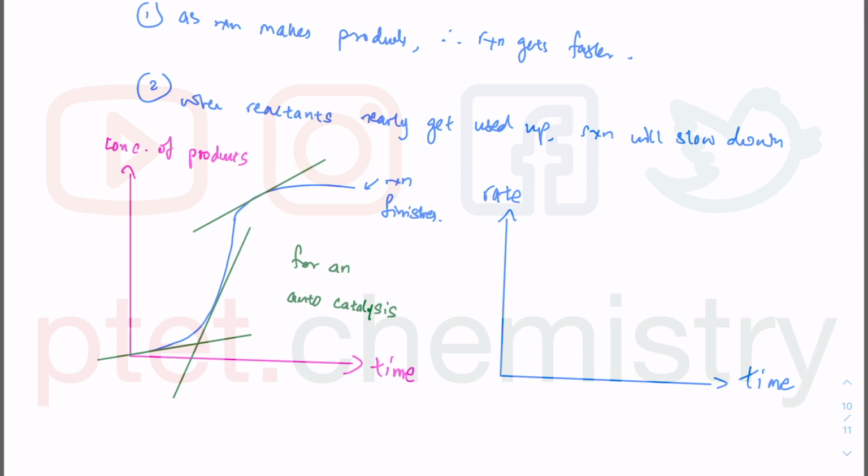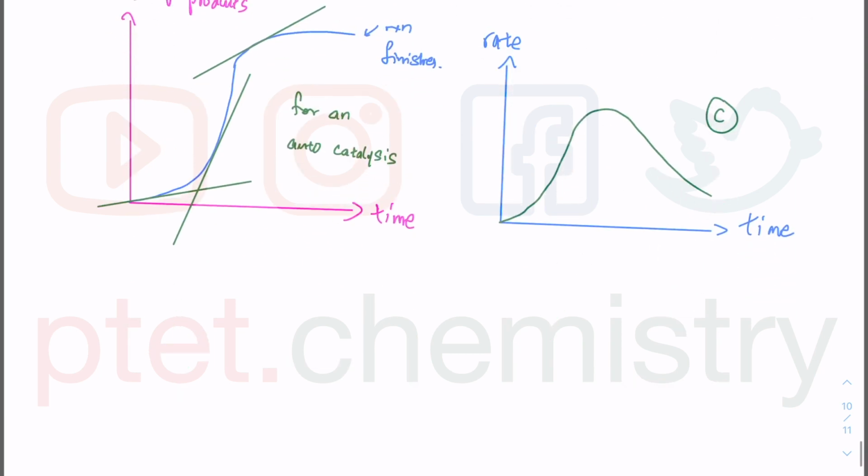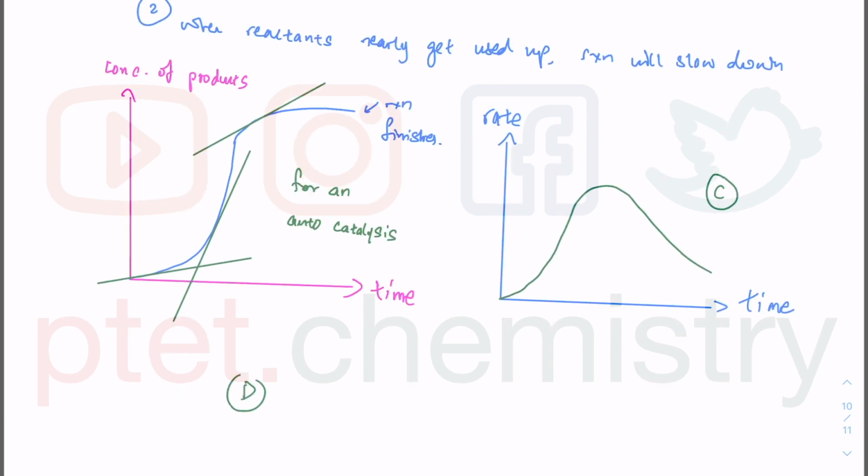On the other hand, we can see that the rate is slow, and then the rate increases, and then the rate comes down. Okay, so going on to the answer, this is very obvious that this is option C. It cannot be option D, because if you look at option D, there is no increase in rate. That's how you know that there's no autocatalysis.